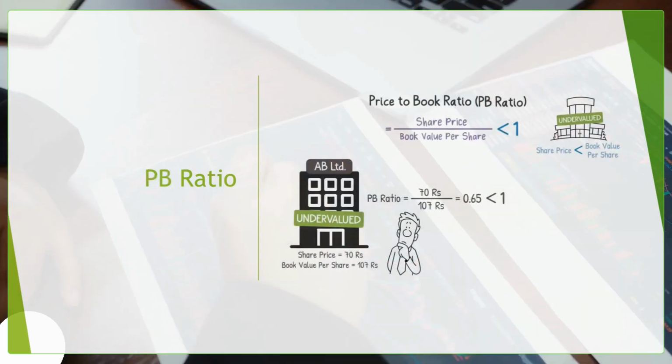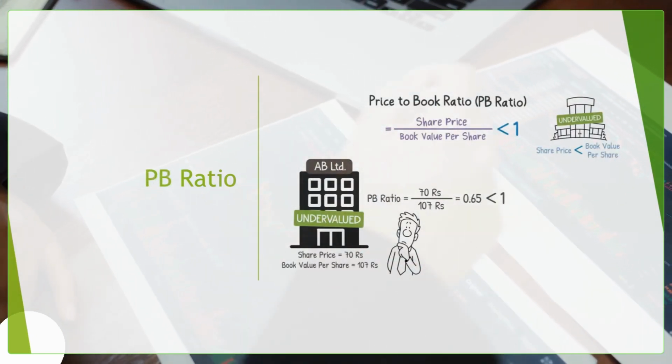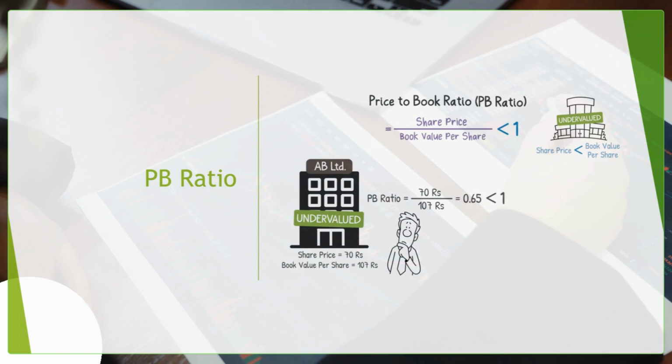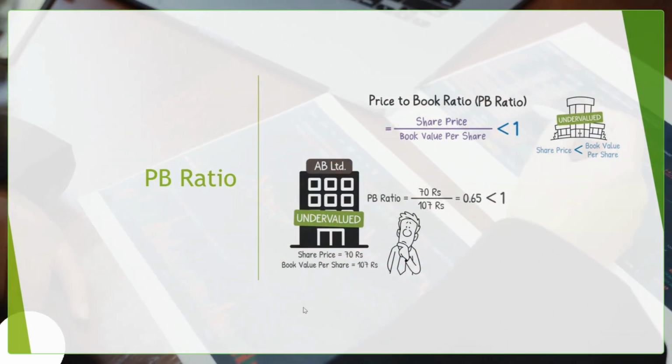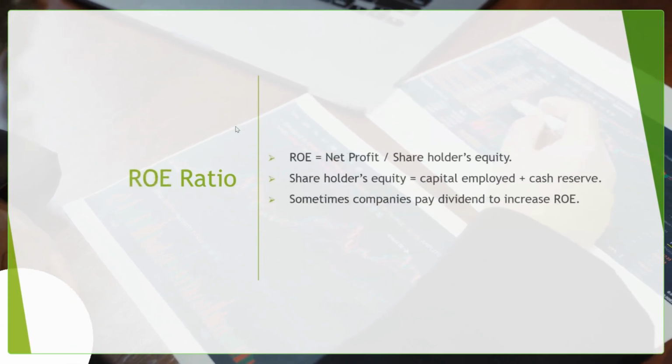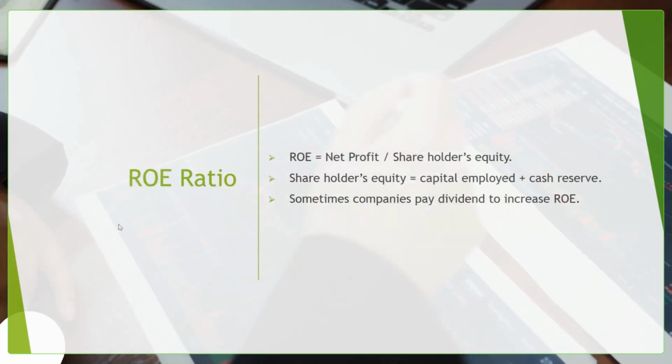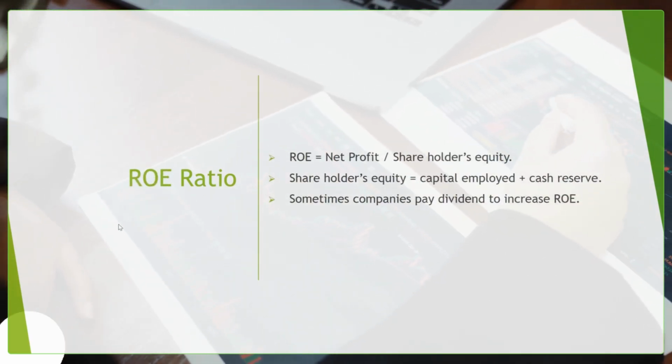If a company is available at less than book value, say the company goes into insolvency, then you will get the, sorry, PB ratio here.